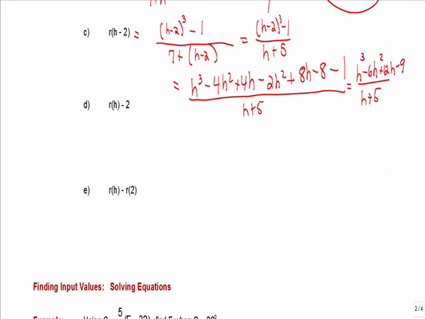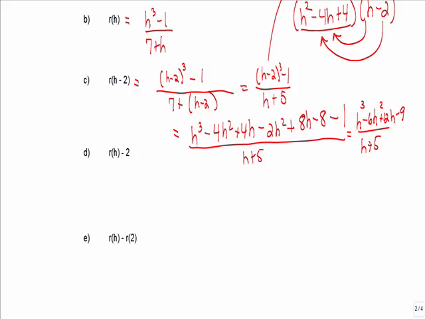D first. r of h minus 2. So this says do r of h and subtract 2. If we go back up to the top, you'll notice we just did r of h. So that's h cubed minus 1 over 7 plus h. And then we would just subtract 2. So that's all that says.